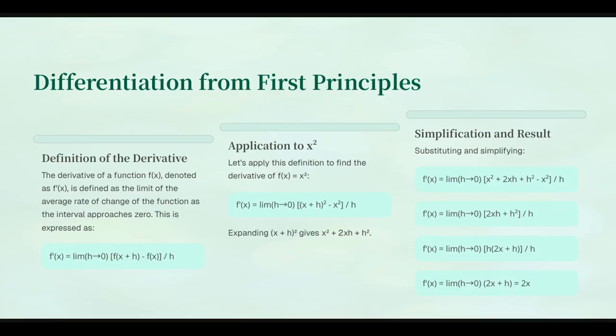Differentiation from first principle. The derivative of a function is defined as the limit of the average rate of change of the function as the interval approaches 0. Now that we know what limits are, we say that the derivative of a function is taking the limit of that function as the interval approaches 0, right? That is what we mean by derivative.